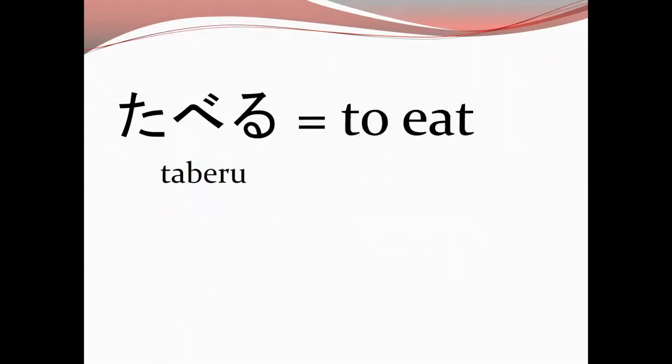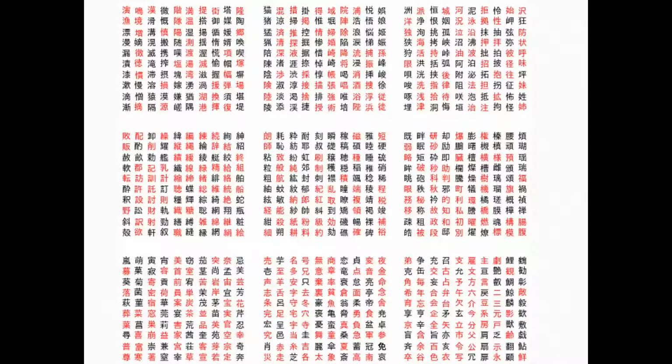For another example, here we have taberu, which means to eat. And at a certain point, a Japanese person will learn that the ta in taberu actually can look like this. This is the kanji for eat. Now you will notice that the kanji does not take up the entire word. Kanji symbols sometimes represent a whole word, and sometimes they only represent part of a word. Now there are thousands upon thousands of kanji symbols, and once you learn them, you will start to incorporate them in your reading and writing.